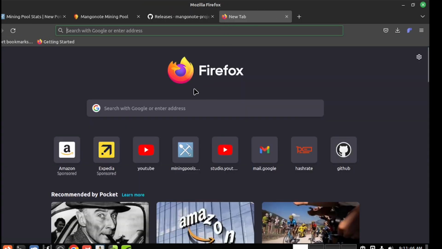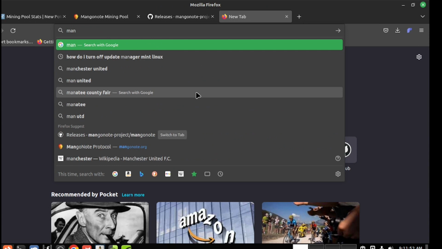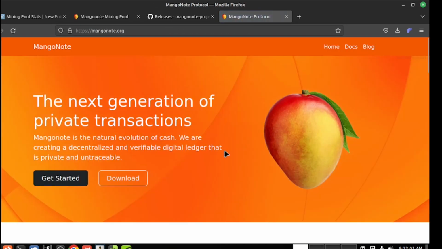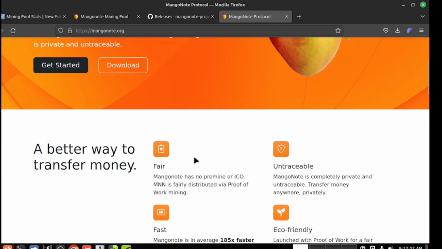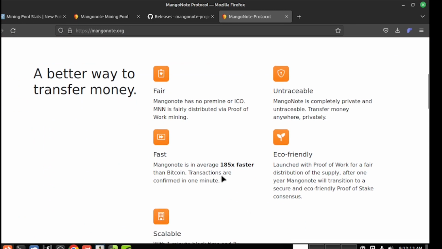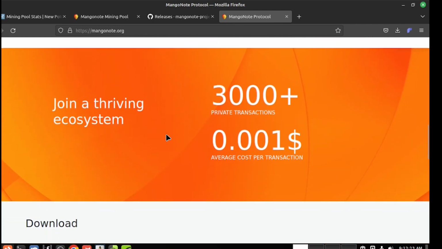And let's see, and here's their web page. Said it's private transactions, untraceable, eco-friendly, and it's 185x faster than Bitcoin, scalable. And here's their average cost per transaction.